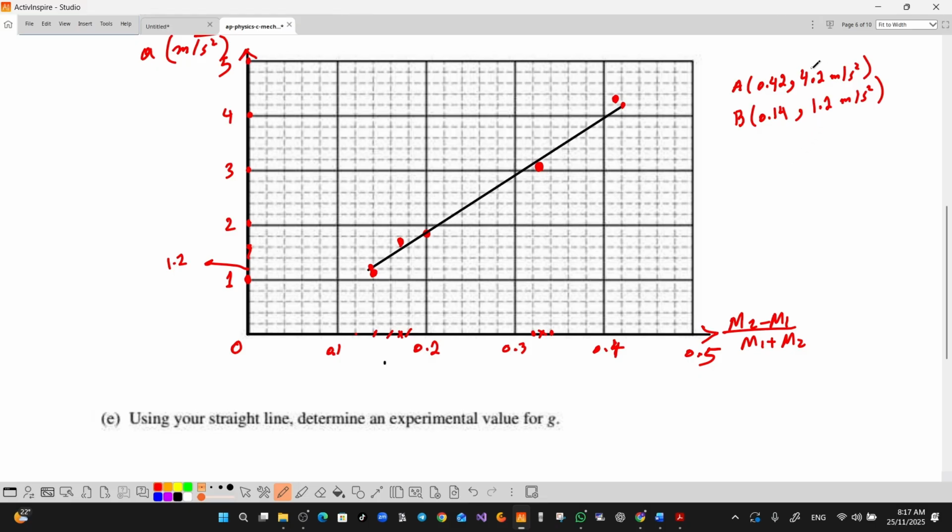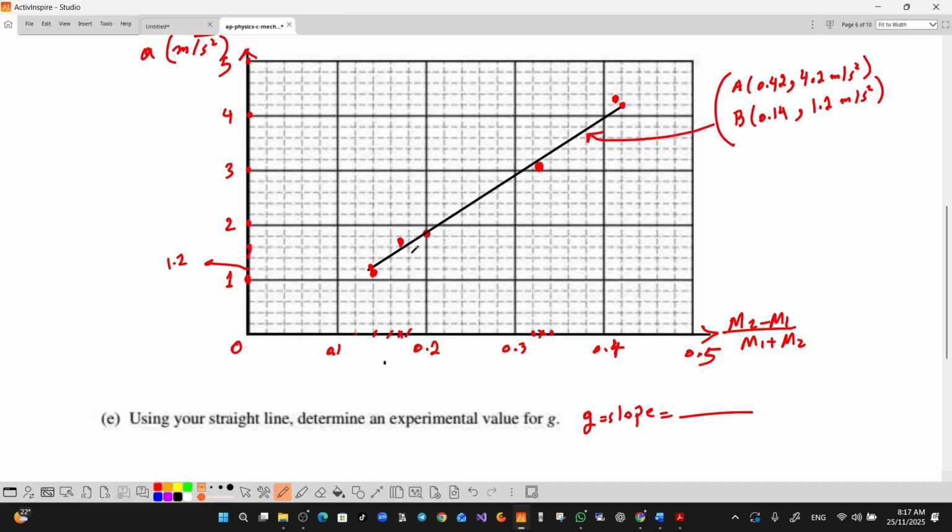Okay, so now let's use these points to calculate the slope, because here, using your straight line, determine an experimental value for g. We know that g represents the slope according to the previous question. To find the slope, we need the rise over run. For that, we need the data. Now avoid taking your points from the dots that you constructed from the table. You need to take your points from the best fit line.